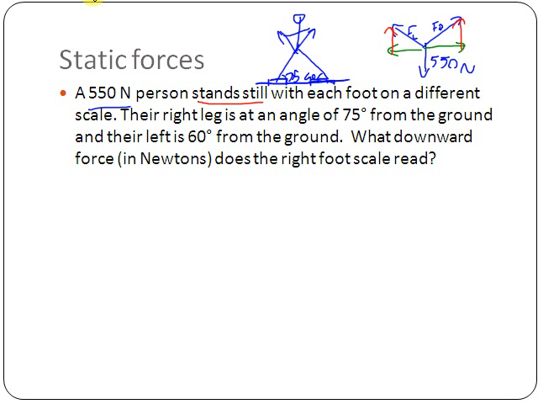So the question is, what downward force in newtons does the right foot scale read? Since we're talking about the right foot force, it's a downward force. That's going to be basically this red arrow right here. Because if the scale is exerting a force upward on him of that red arrow, the y component of the right foot force, then the right foot has to be exerting an equal and opposite force downward on the scale, and so that's what it's going to read. So that's what we want to find.